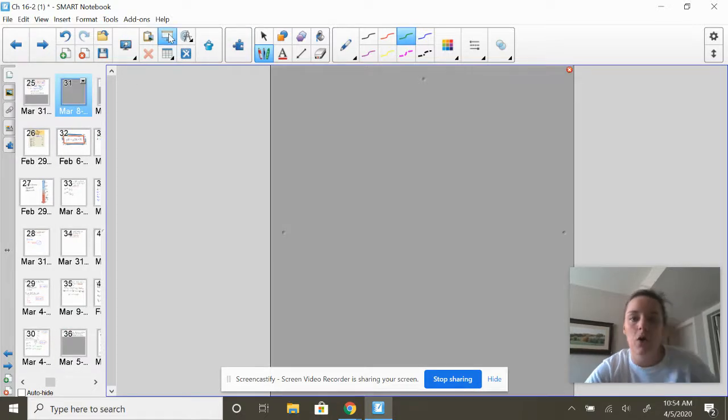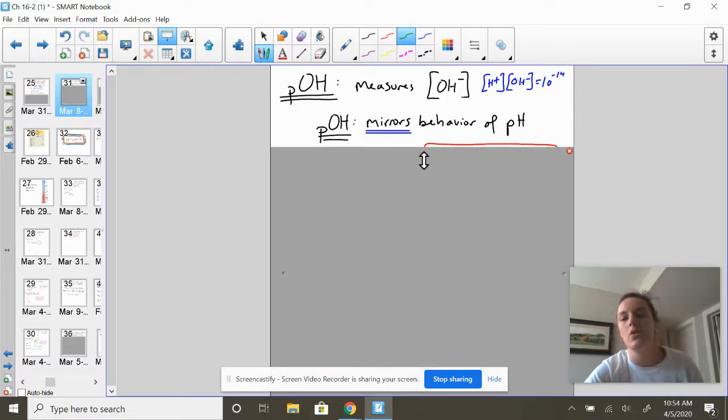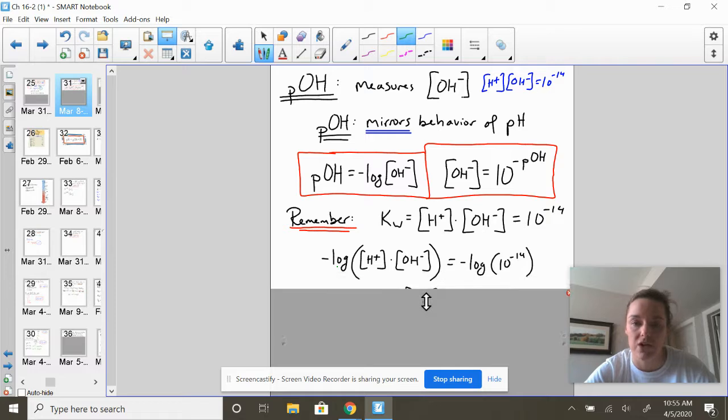All right, so we have pH, but we also have pOH, and basically pOH is going to mirror the behavior of pH because we know that there's an inverse relationship there. And pOH is just the level, or the concentration, of hydroxide ions. So pOH is going to therefore be the negative log of the concentration of hydroxide ions. Therefore, the concentration of hydroxide ions is equal to 10 to the negative pOH. This is exactly the same as with hydrogen.